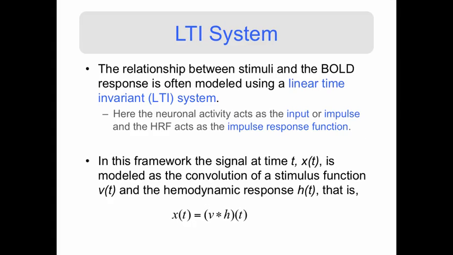The relationship between stimuli and the BOLD response is often modeled using what's called a linear time invariant system, or an LTI system. Within this LTI system, the neuronal activity acts as the input, or the impulse, and the HRF acts as the impulse response function. So within this mathematical framework, the signal at time t, which I'm going to refer to as x of t here, is modeled as the convolution of a stimulus function, which I'm going to call v of t, and the hemodynamic response h of t. So that means that x of t is the convolution between v and h.